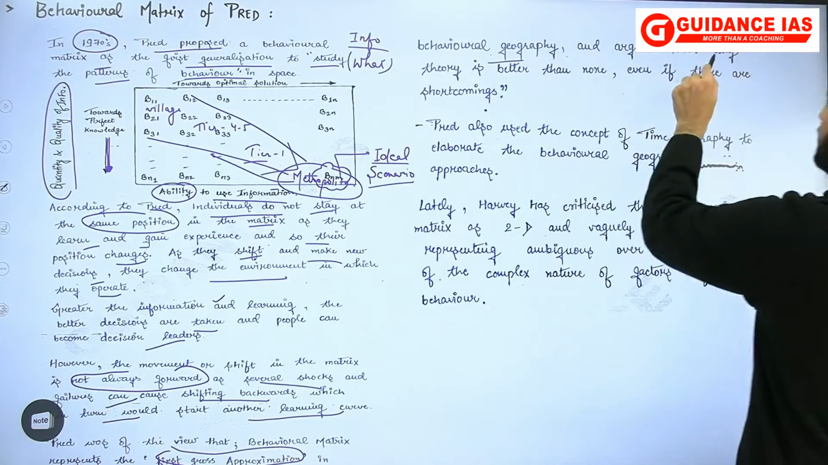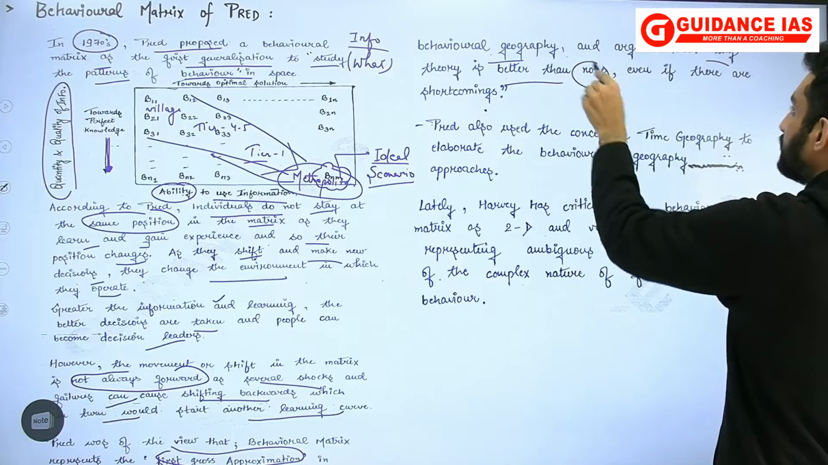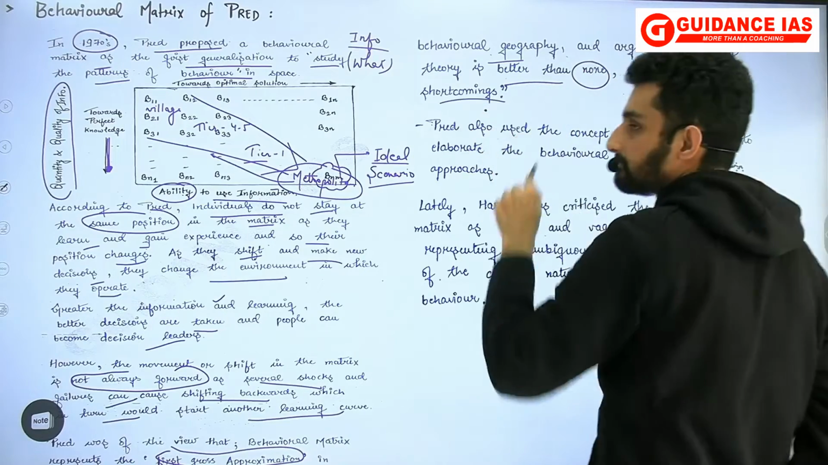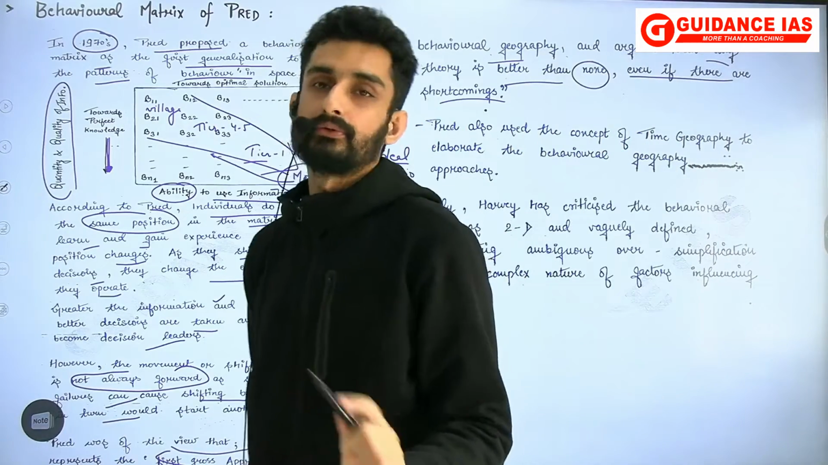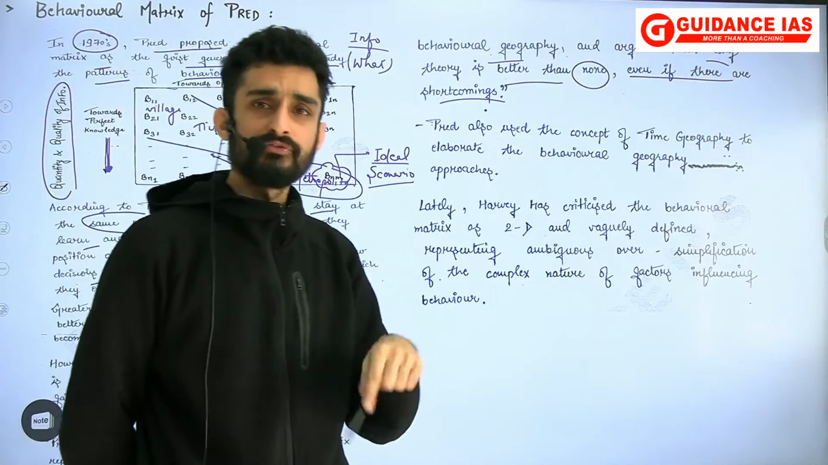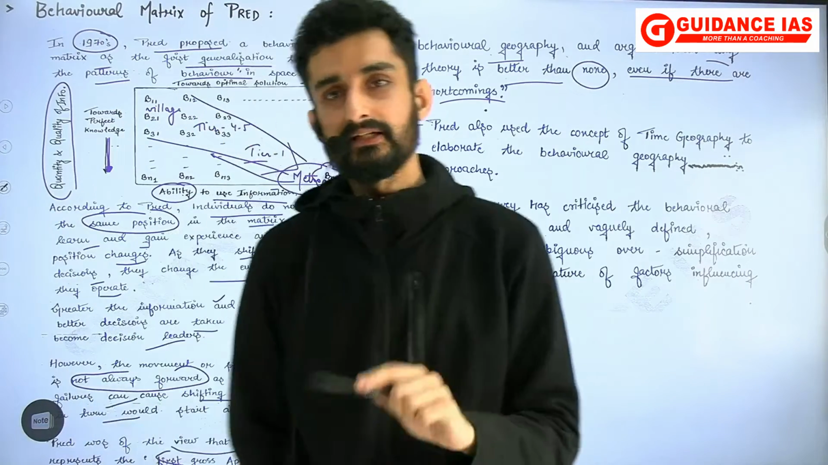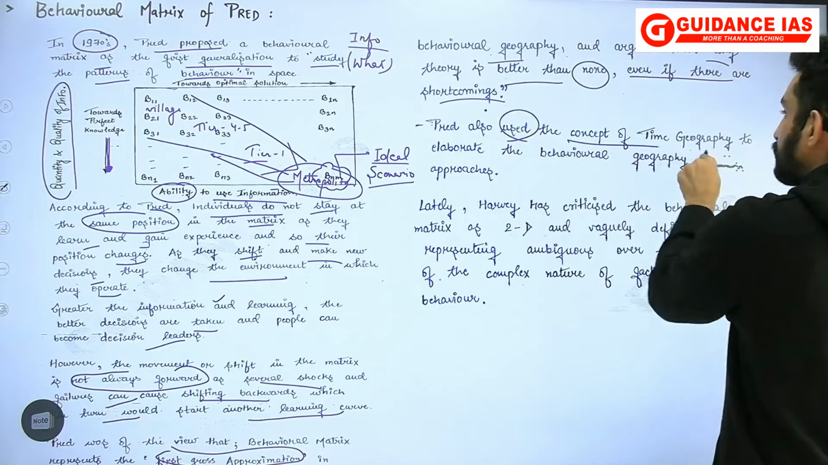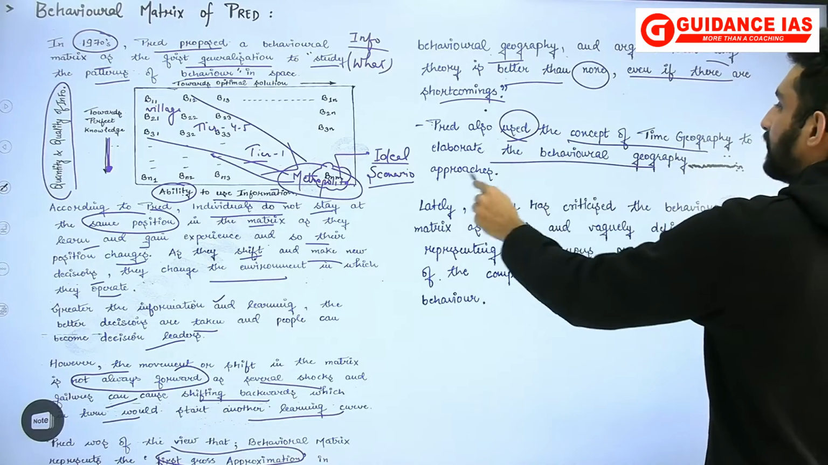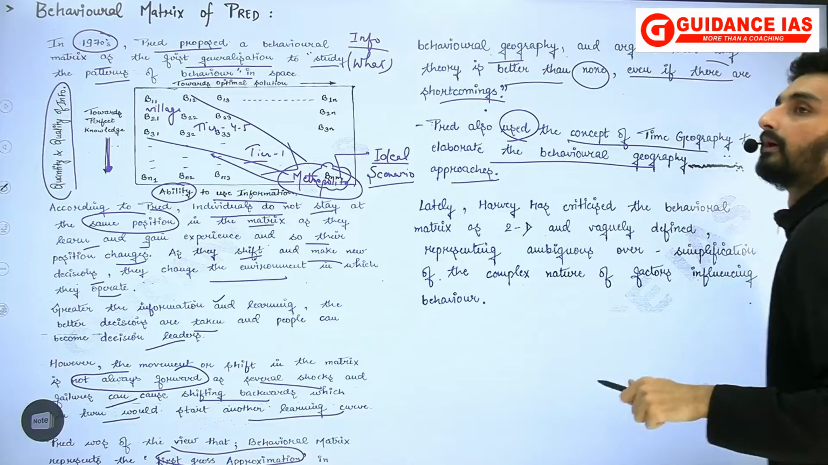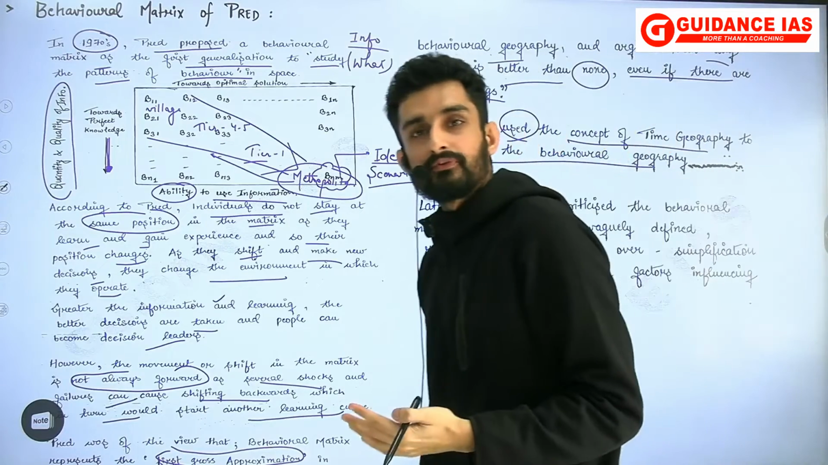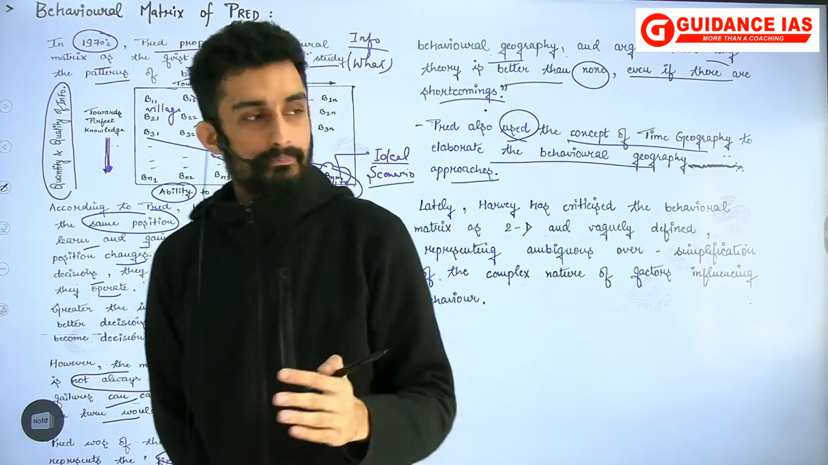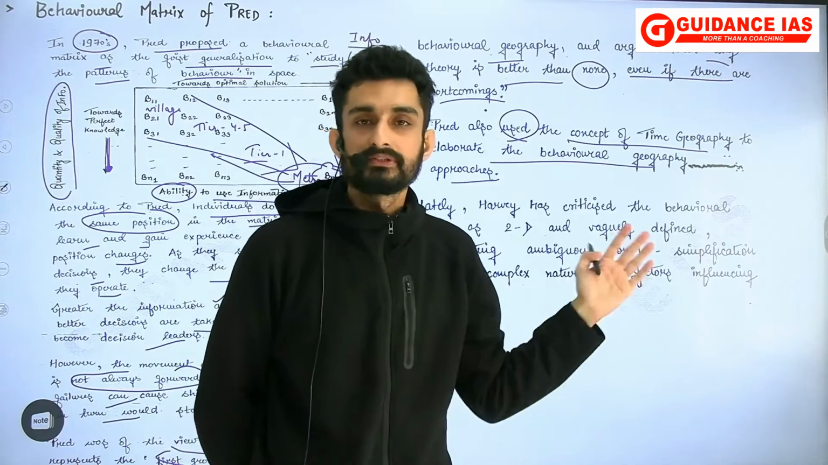Then Pred was of the view that the behavioral matrix represents the first gross approximation in behavioral geography, and argued that any theory is better than none, even if there are shortcomings. So it is better to have a theory than no theory, and a theory with shortcomings is a better case than having no theory. Pred also used the concept of time geography to elaborate the behavioral geography approaches. The propounder of time geography was Hagerstrand, but the person who popularized time geography was Pred.